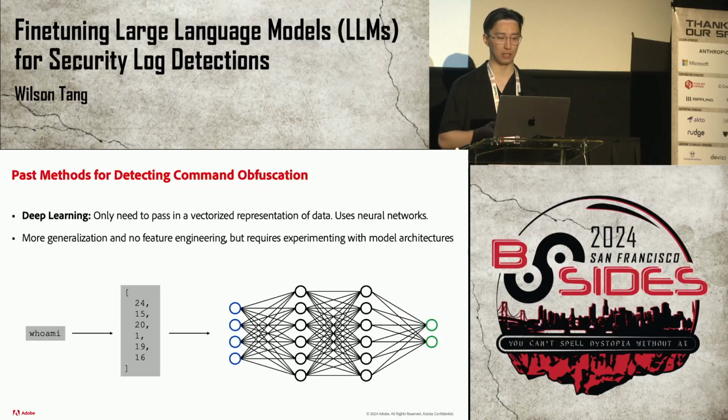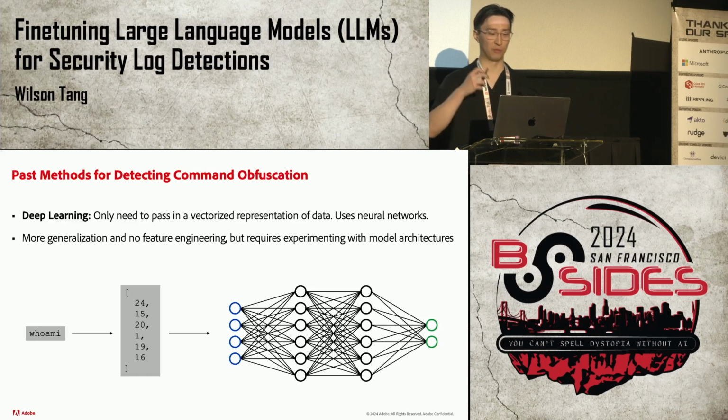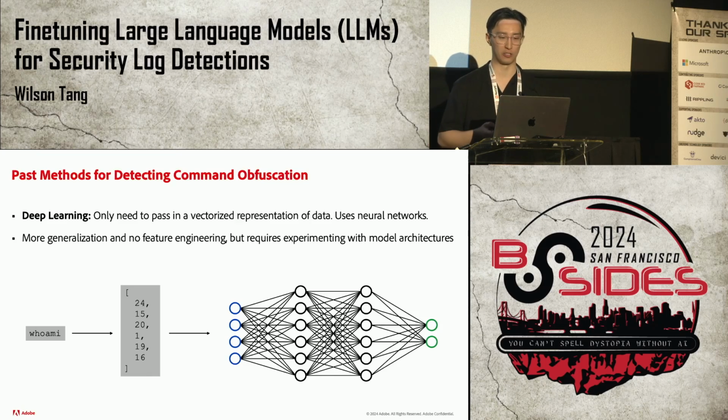So now let's step a little closer into the LLM realm, and we're going to talk about more traditional, quote unquote, traditional deep learning, even though it's still kind of a new field. What we're going to do in this deep learning approach is use this thing called neural networks, and then we're not going to need to do any feature engineering in deep learning. We're really only going to need to pass in a vectorized representation of the data, and it's much simpler than the feature engineering.